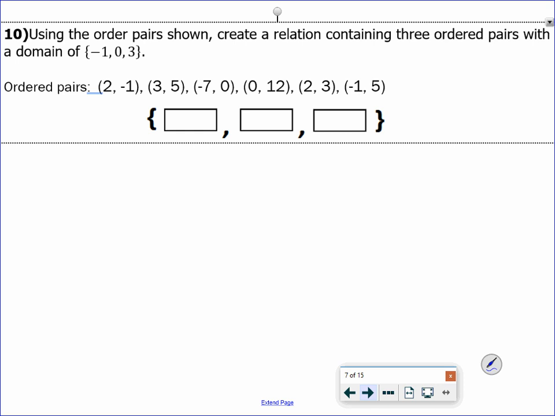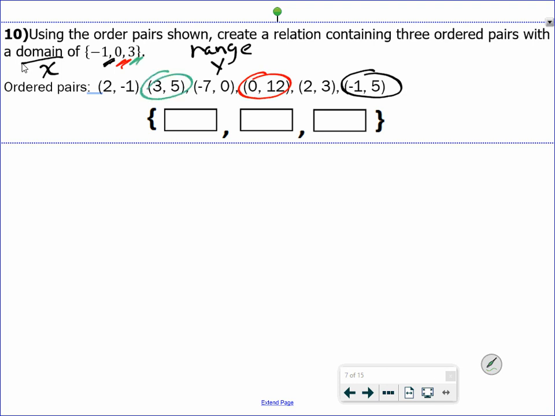All right, using the ordered pairs shown, create a relation containing the 3 ordered pairs with a domain of negative 1, 0, and 3. Remember, domain means x. Range is the y values. So what are 3 points with those x values, and those would be my 3 points that I would drag down into these boxes if it was on the test.